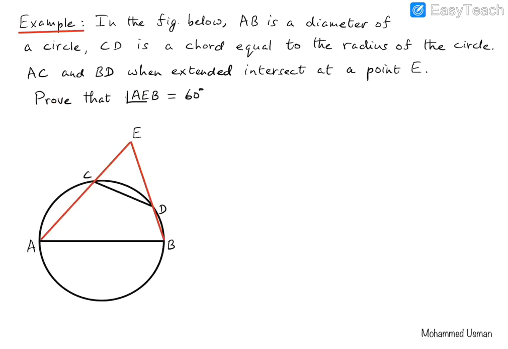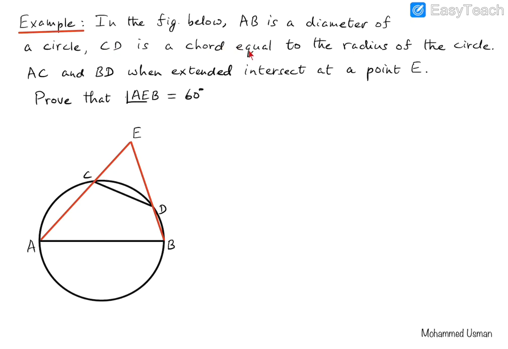So we have this figure given to us here, and in this figure, it is stated that AB is a diameter of the circle. So we have been given that AB is a diameter. The chord CD is equal to the radius of the circle. That means the length of the chord is equal to the radius of the circle. The radius is the line from the center to any point on the circumference of the circle.